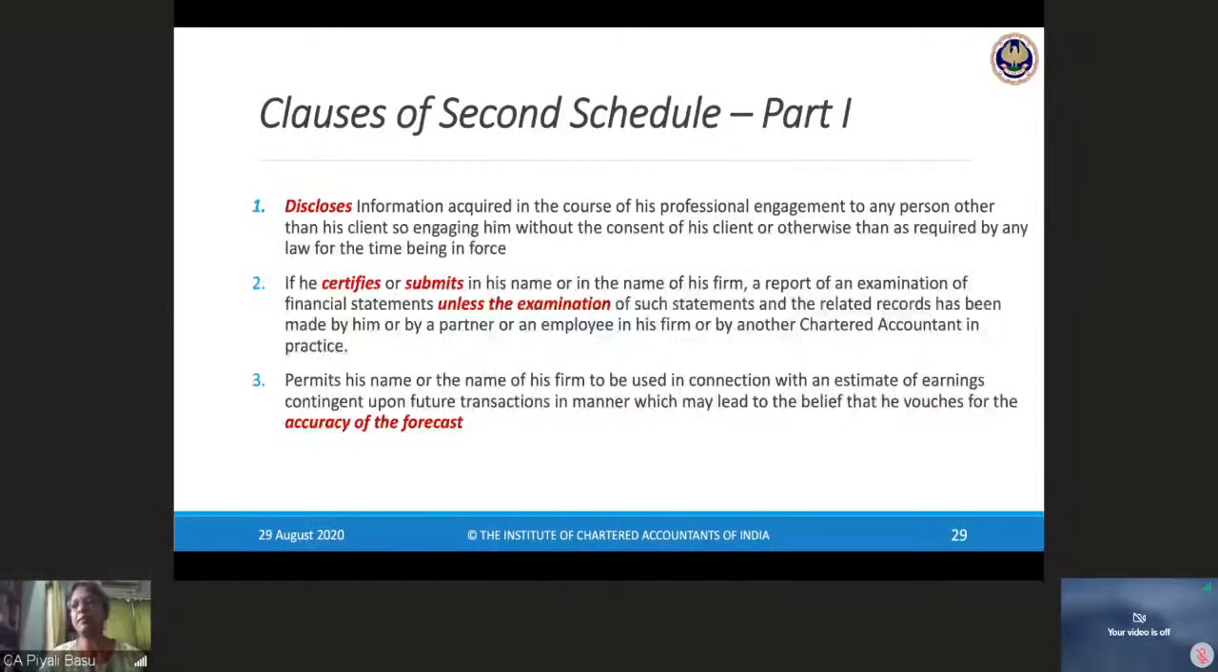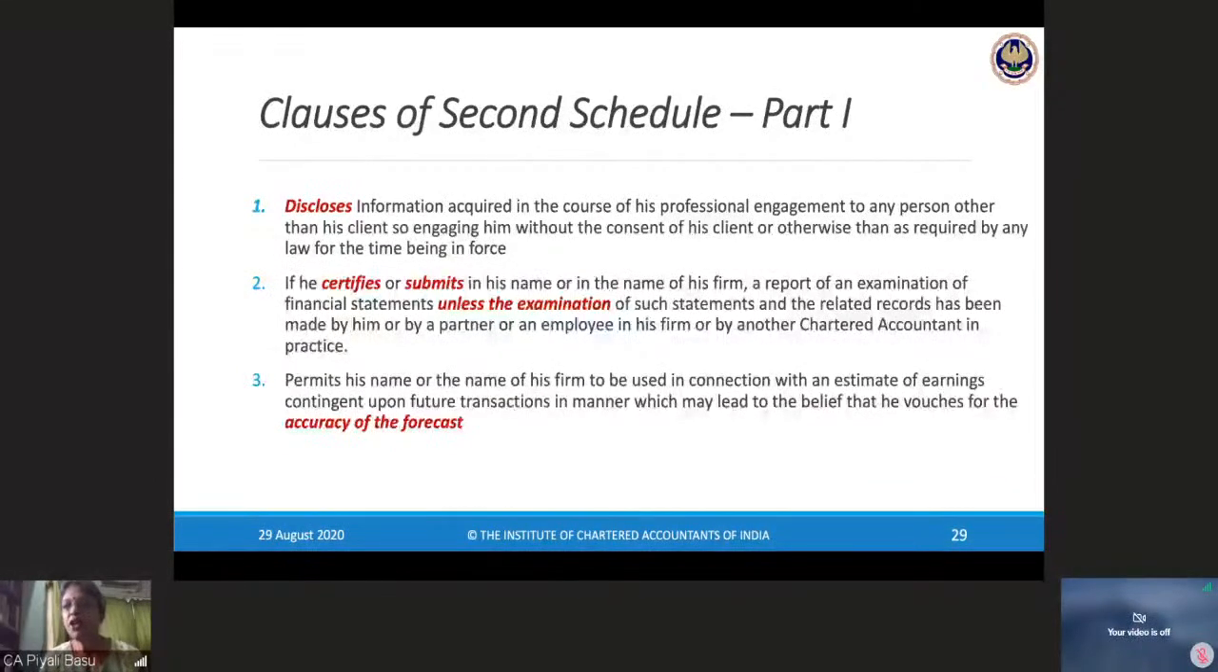At least we send them a mail that this has happened. Section 143 talks about it, clause 12 talks about that also, right? So yes, we can disclose. We'll come to that when we come to the clause relating to the fraud.